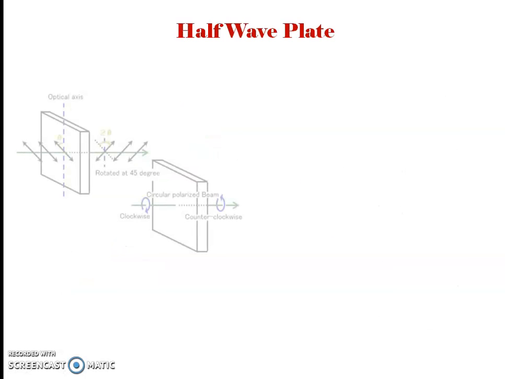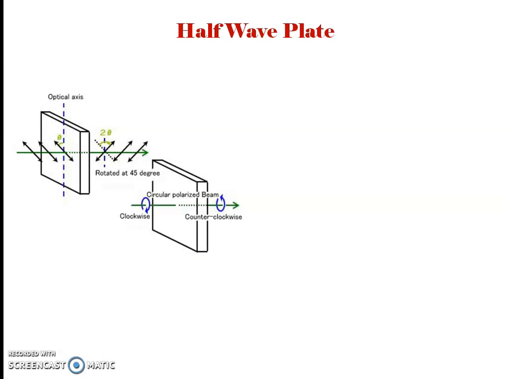Now what is a half wave plate? If you look at this diagram, again you will find that there is one plate where this particular light is falling. This particular wave is getting rotated at 45 degrees. So ultimately here we are getting the circularly polarized beam.